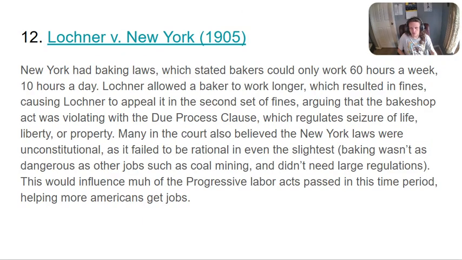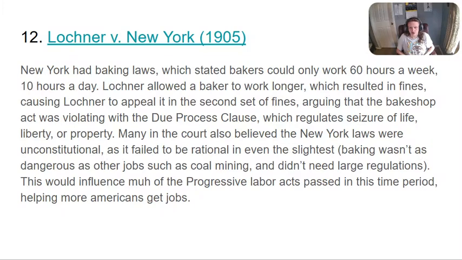Court case number 12 would be Lochner versus New York, and it would be decided in 1905. New York had strict baking laws, which stated bakers could only work 60 hours a week, 10 hours a day. Lochner allowed a baker to work longer, which resulted in fines, causing Lochner to appeal it in the second set of fines, arguing that the Bake Shop Act was violating the Due Process Clause, which regulated the seizure of life, liberty, or property.